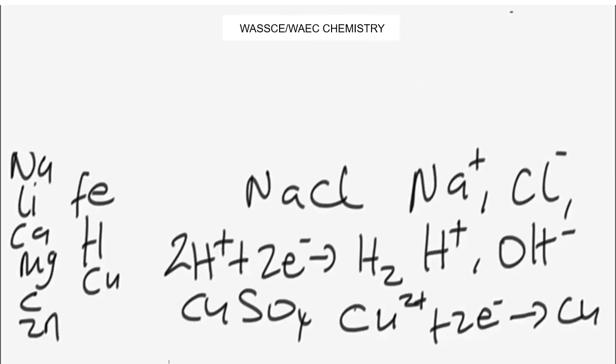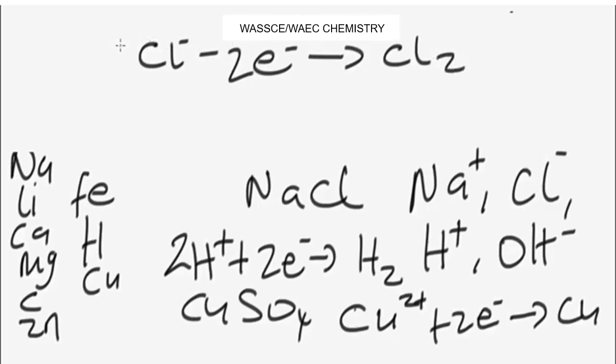Now, in the electrolysis of aqueous solutions involving sodium chloride, chloride ions are present in the solution. So at the anode, chlorine gas will be produced, and this will be the oxidation half equation for it. So it's going to be chloride ion will lose 2 electrons to form chlorine gas. So balance the equation. Okay, so this is what you're going to have.